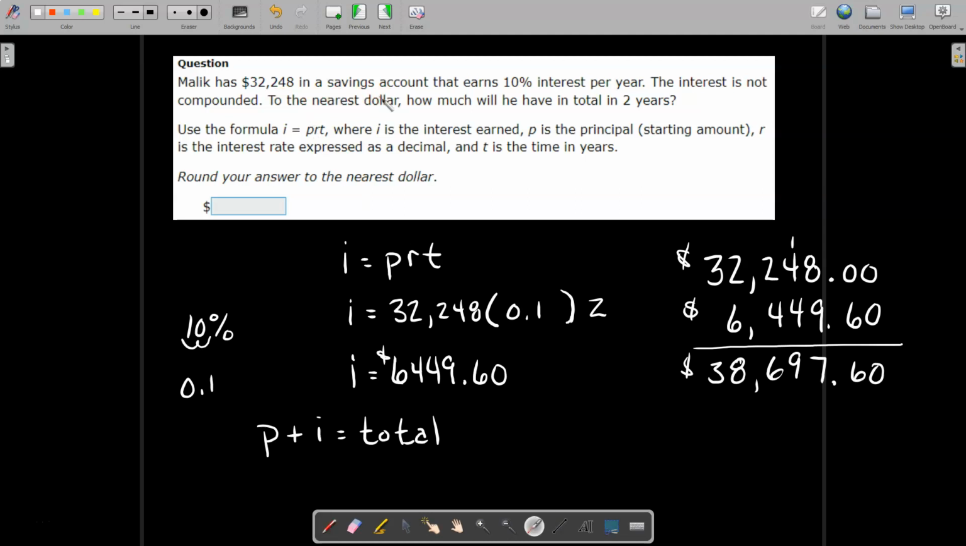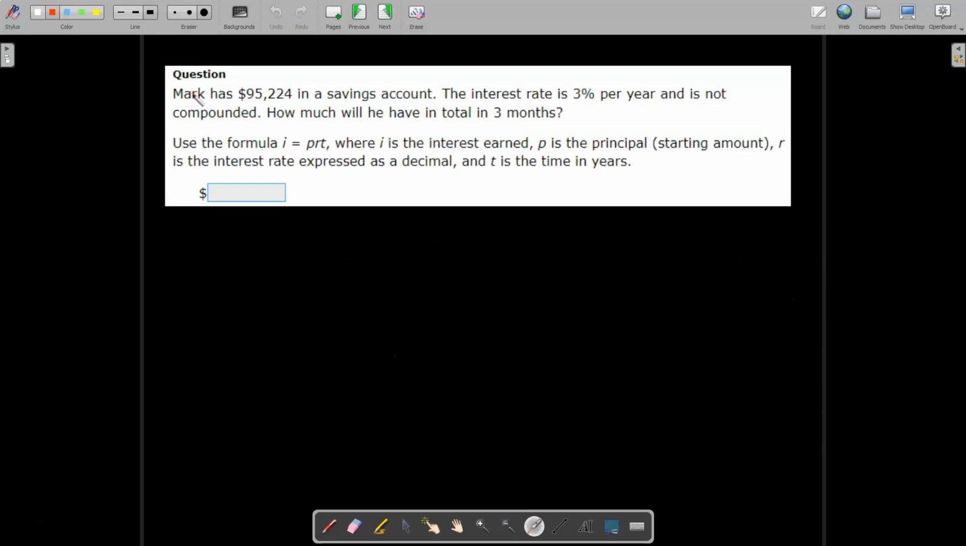It says to the nearest dollar. So we need to round to the ones place here, just to the left of the decimal. That's the nearest dollar. So let's look to the right of the 7. You see this is a 6, so that will increase the 7 to a value of 8. Let's bring down all of our other numbers. 38 there. And we see that whenever we get done rounding the answer, we're going to have $38,698. So Malik, his total is $38,698.